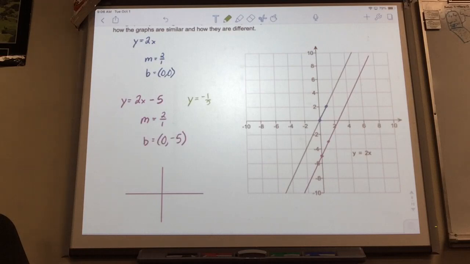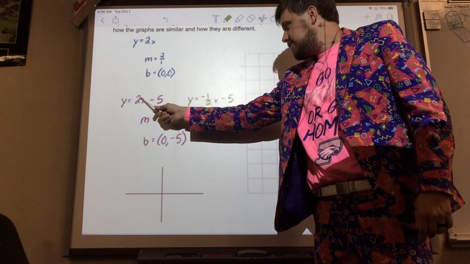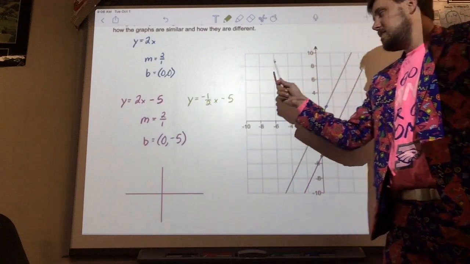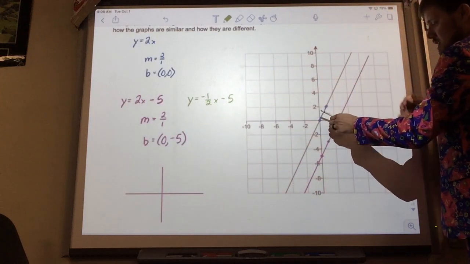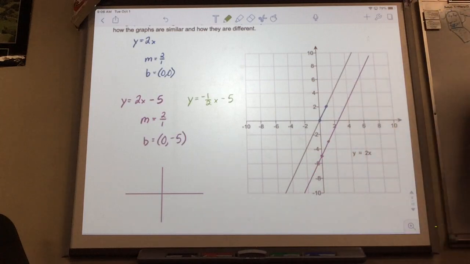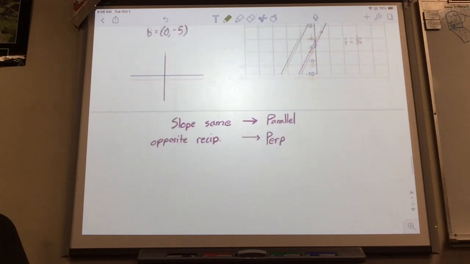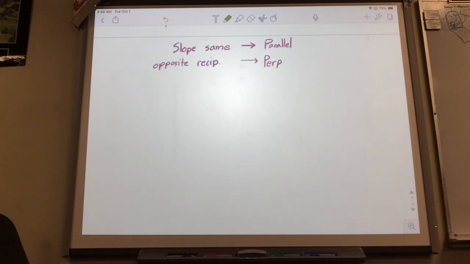So 1/2 x minus 5. Okay, so all I did was take my m, flip it over, and make it opposite. Now if I graphed that, it would be perfectly perpendicular to this line. It would make a perfect cross. Okay, but I think that's not addressed till later, but I figured if it's on here, we can talk about it a little bit. Okay, so any questions on that?